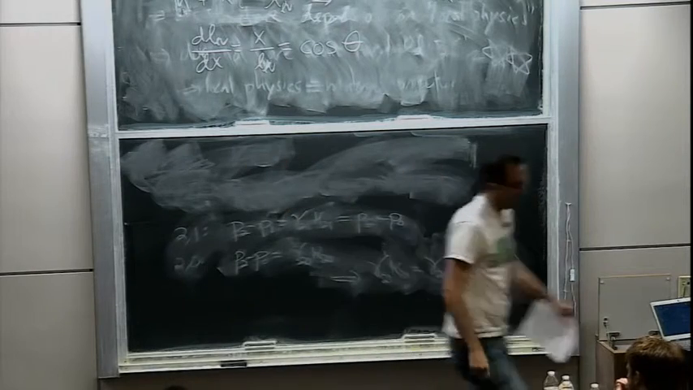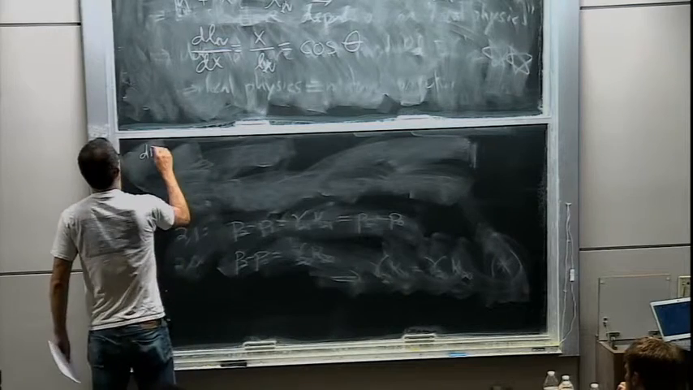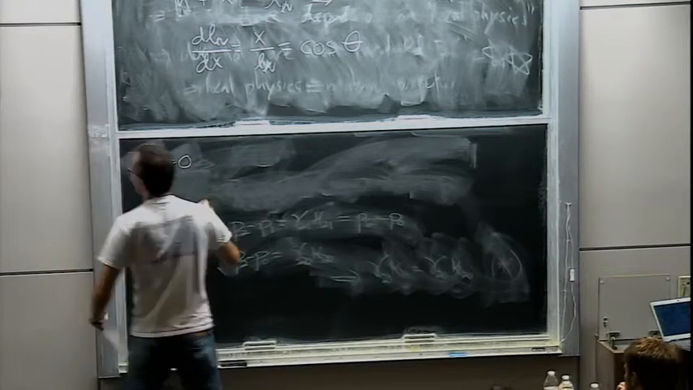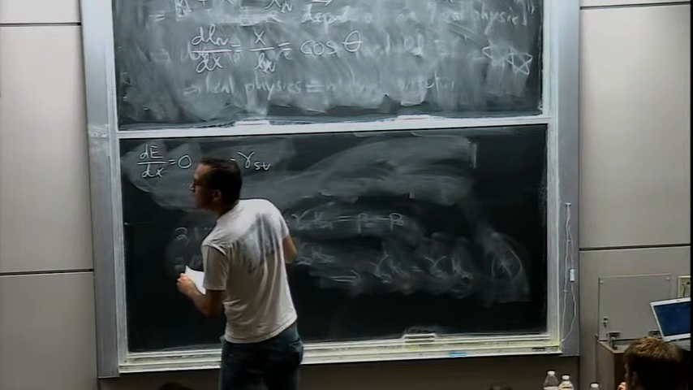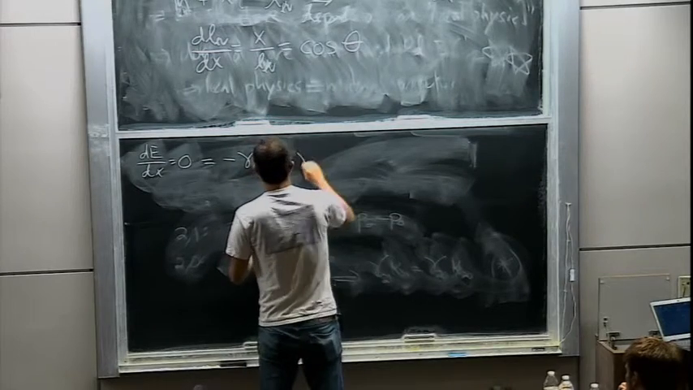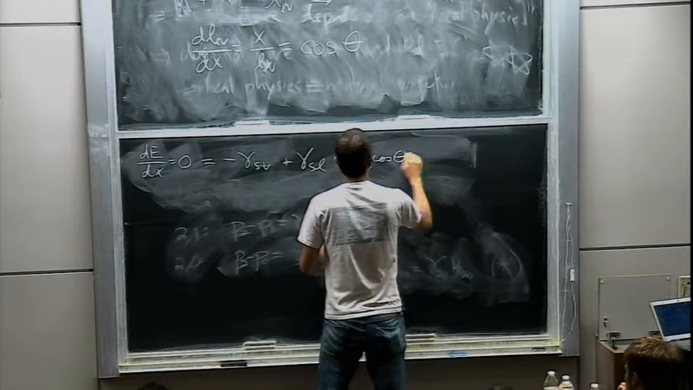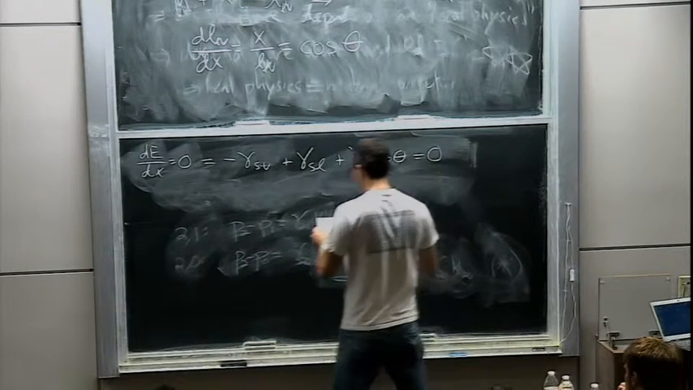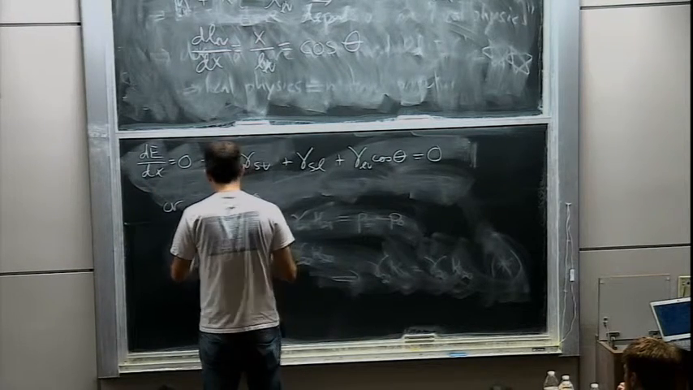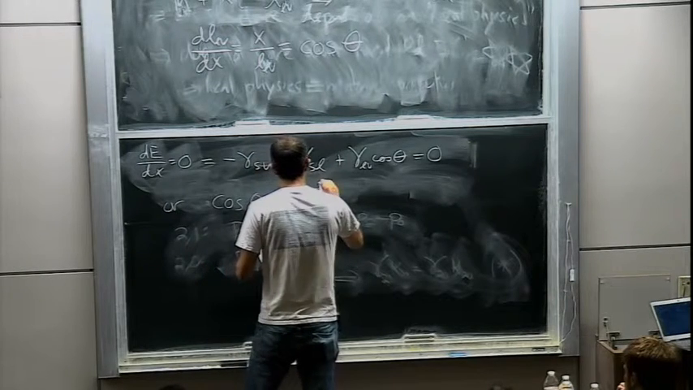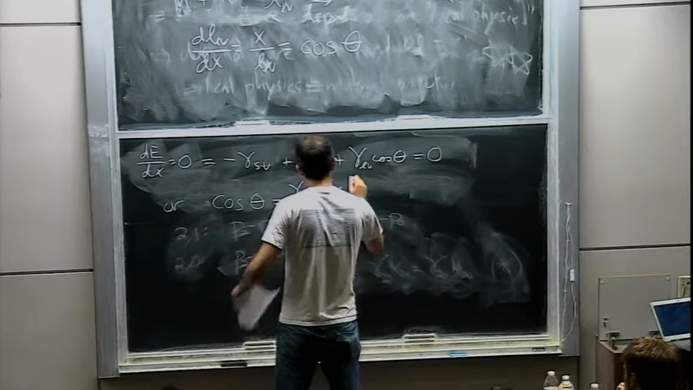OK, I need my next page. OK, so we just plug that in. dE/dx is equal to 0. And so we get minus gamma SV plus gamma SL, and then we get a plus gamma LV cos theta is equal to 0. OK? Or you can rearrange that to solve for the contact angle, and you get cos theta is equal to gamma SV minus gamma SL over gamma LV.